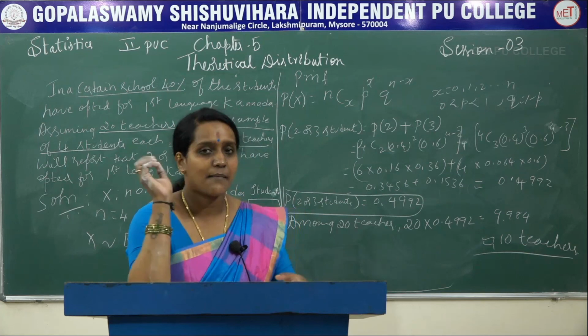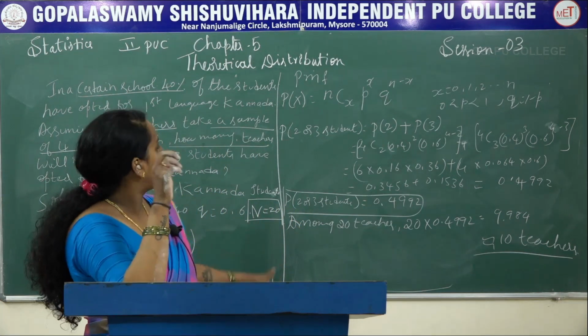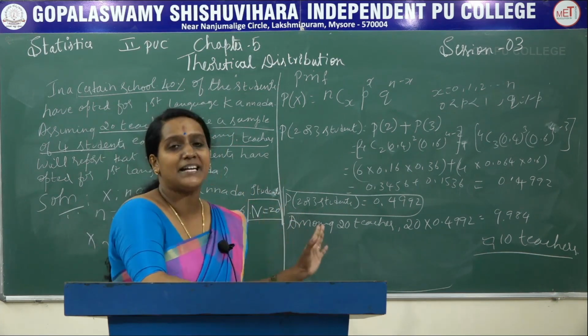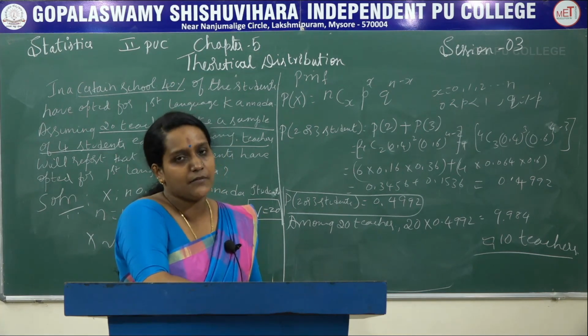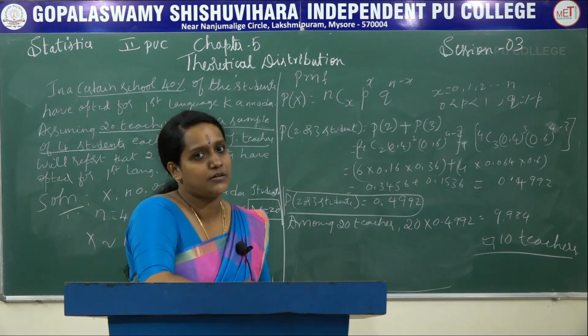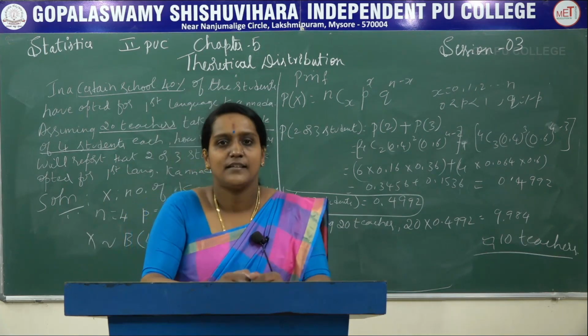If they are asking about how many, or the number of, at last you should multiply the obtained probability with the capital N value. Capital N is nothing but the population. We should multiply that number with the probability, so that we will get the number of teachers. Thank you.